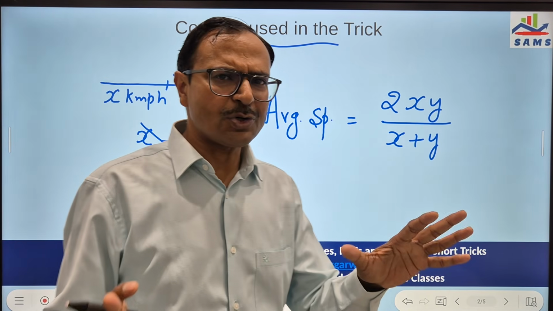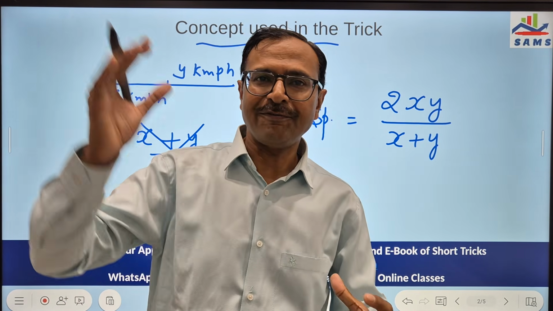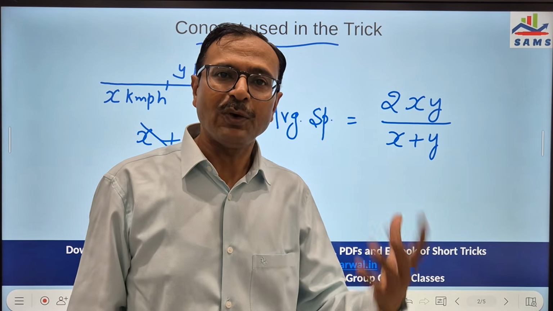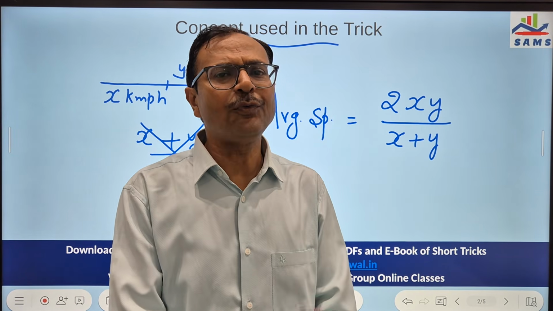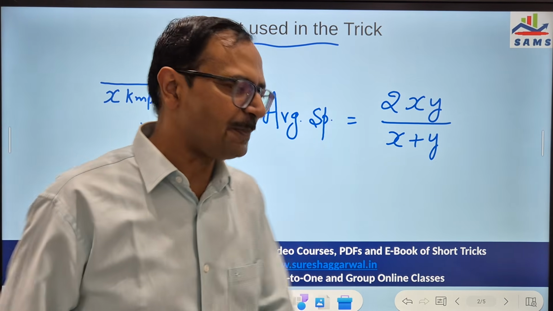You can work out the logic. Everything is based on logic. It is not that this has come from somewhere and we started applying it. We have derived this, 2xy over x plus y, and see how wonderfully it will work when I solve some questions related to average speed.